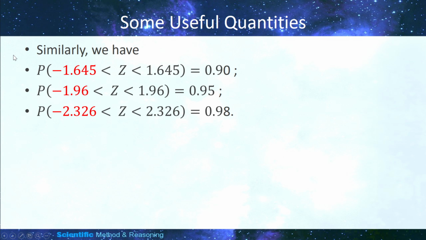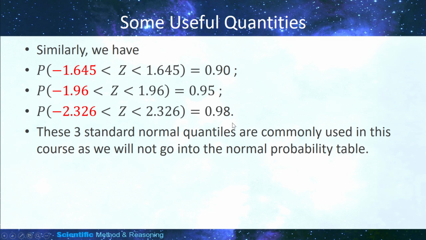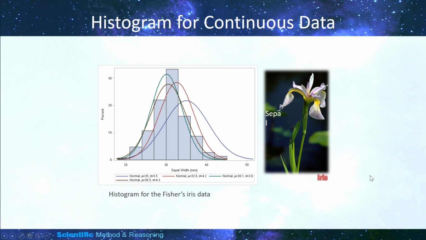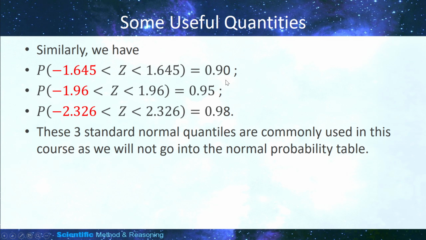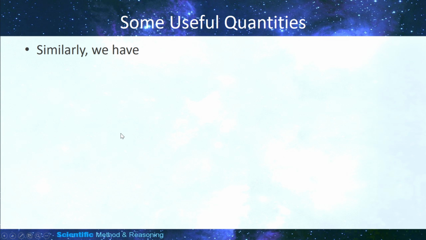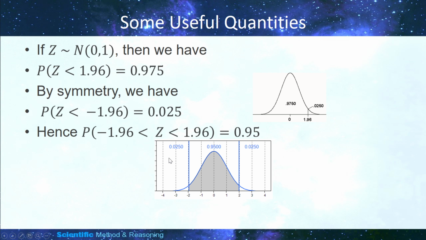Okay, now we take this for granted and assume that you have no problem with these three probability arguments. You can find these probabilities easily from Excel. These three standard normal quantiles are commonly used in this course, as we will not go into the normal probability table. So we focus on three probability arguments, namely 90%, standard normal 1.645, 95%, standard normal random variable 1.96, and 98%, 2.326. And this graph would help you to have a better understanding.